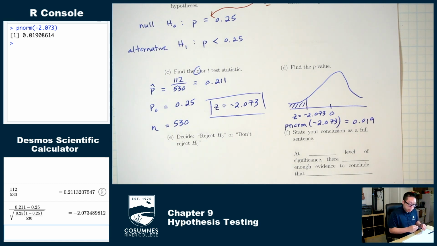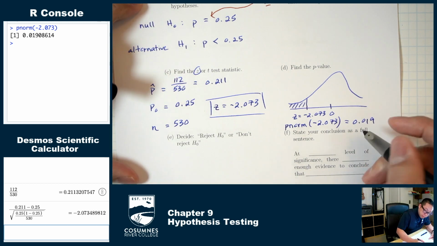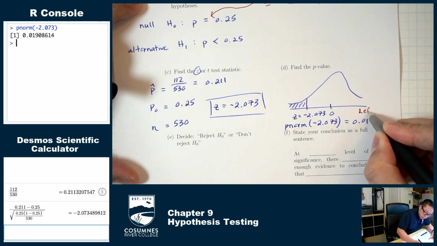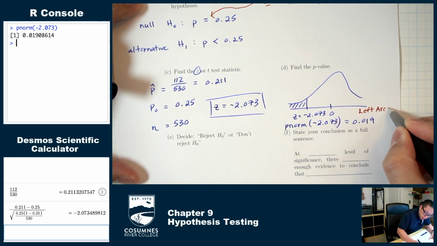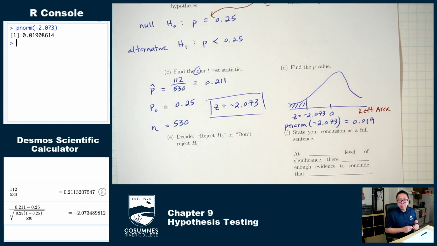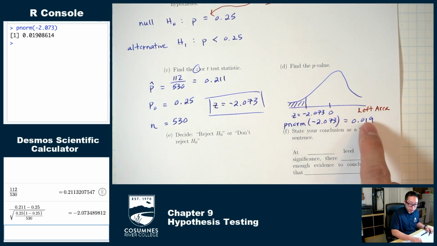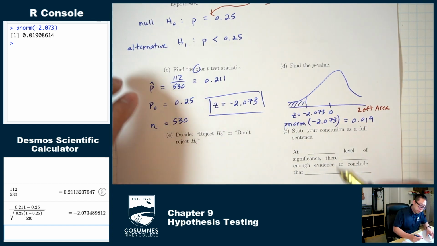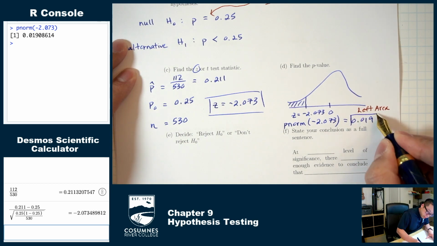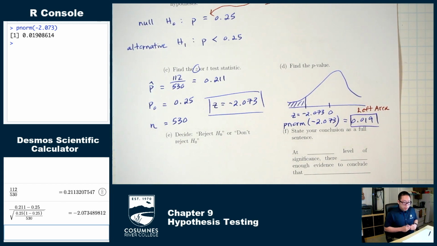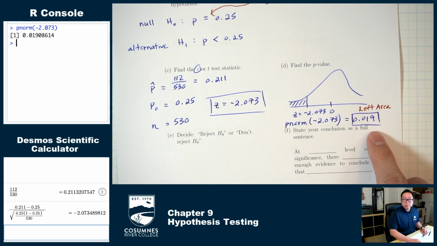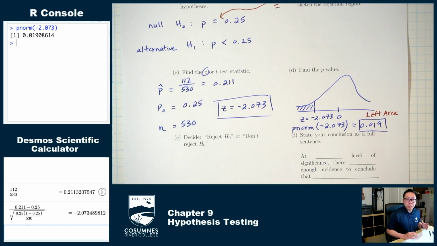And remember the way p-norm works, you feed it a Z and it spits out the left area. The question is, are we looking for the left area here? Yes, we are looking for the left area, which means this is exactly our answer. And that's the p-value. So let's talk about what we just did here.